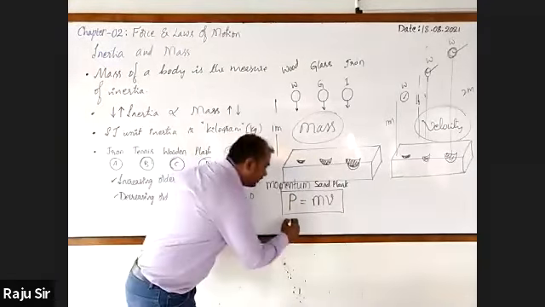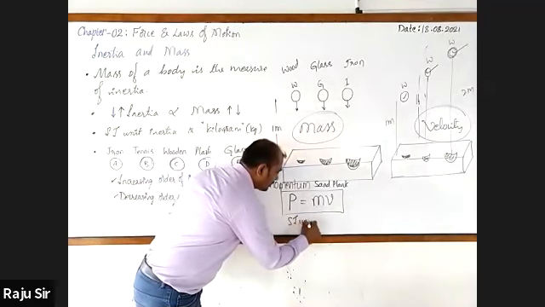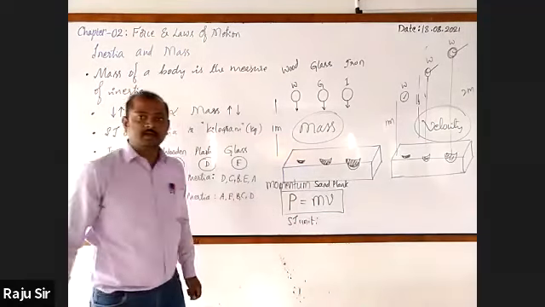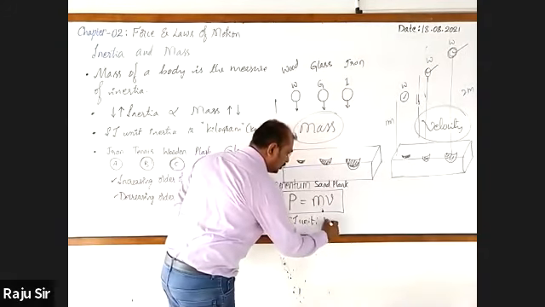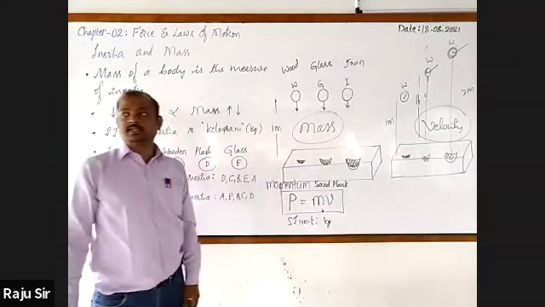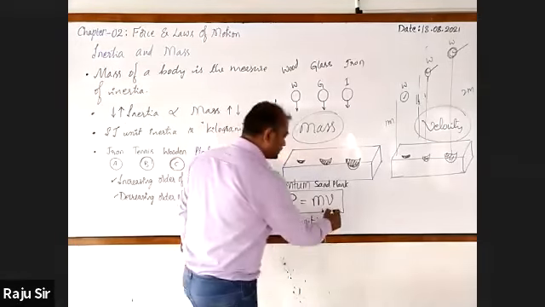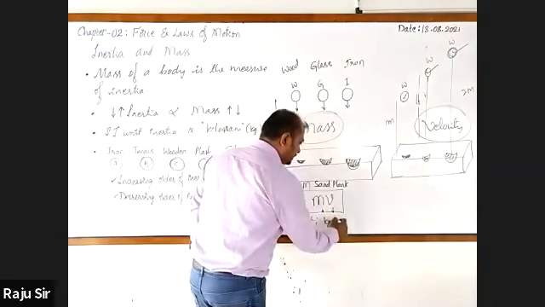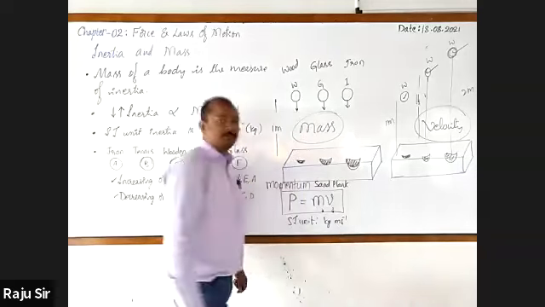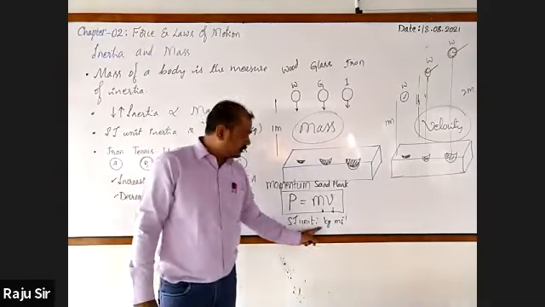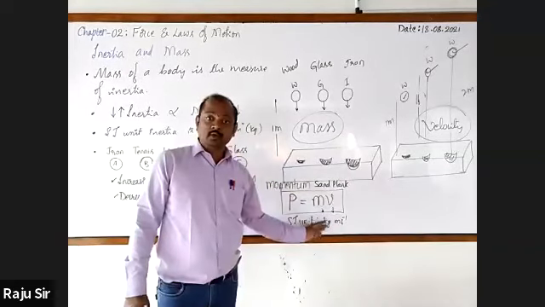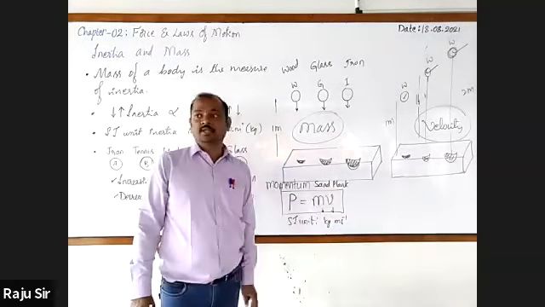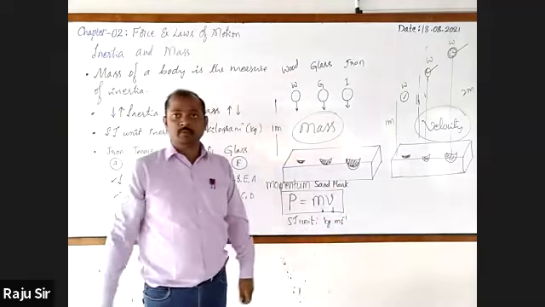Then could you tell its SI unit? Kg meter per second, sir. You all know that the SI unit of mass is kilogram, denoted as kg. Velocity is meter per second, m s to the power minus 1. Hence we write kg meter per second. Kilogram meter per second is the SI unit of momentum.